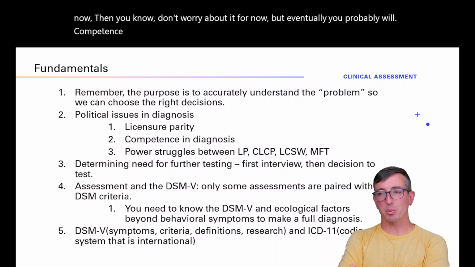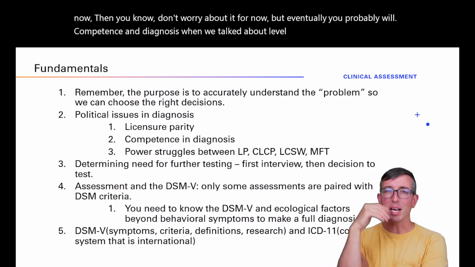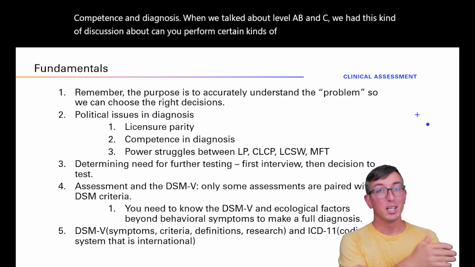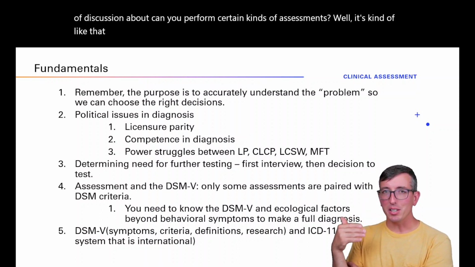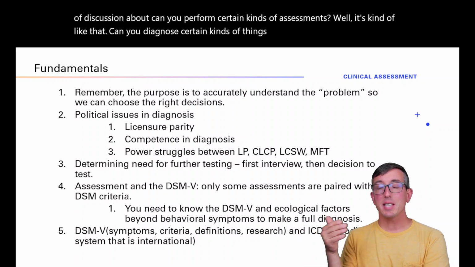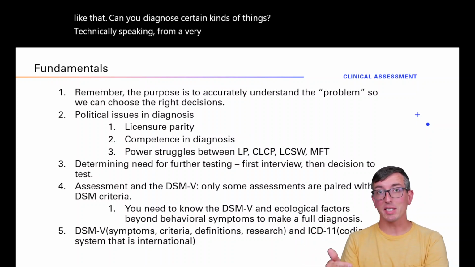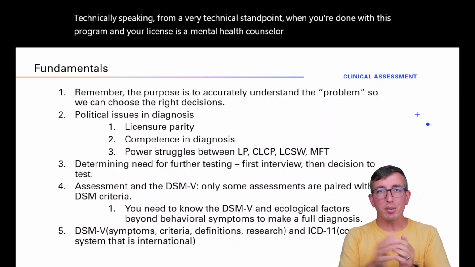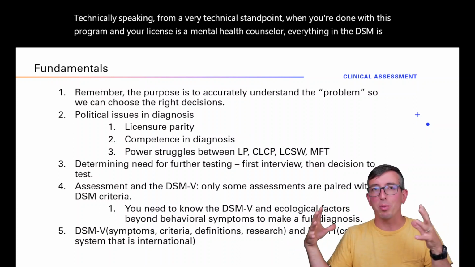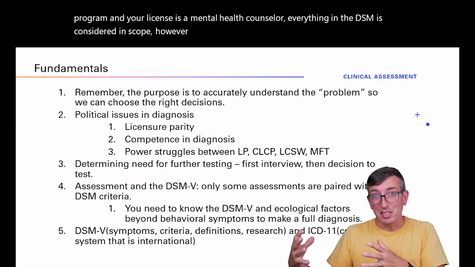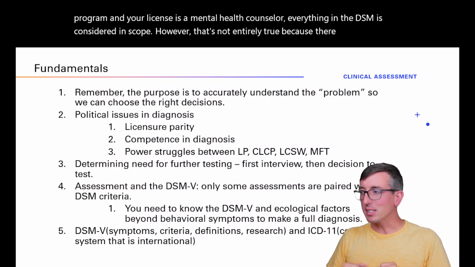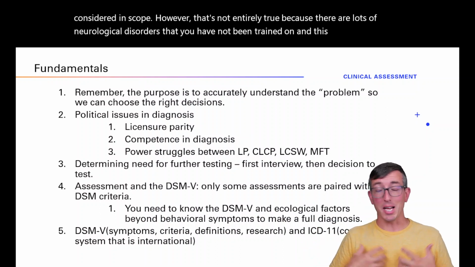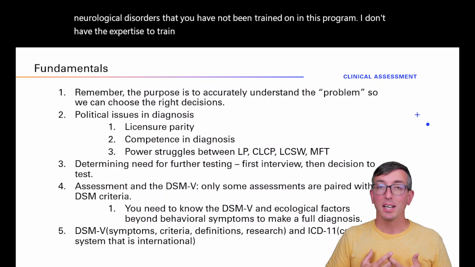Competence in diagnosis. When we talked about level A, B, and C, we had a discussion about whether you can perform certain kinds of assessments. Well, it's kind of like that. Can you diagnose certain kinds of things? Technically speaking, from a very technical standpoint, when you're done with this program and you're licensed as a mental health counselor, everything in the DSM is considered in scope. However, that's not entirely true because there are lots of neurological disorders that you have not been trained on in this program. I don't have the expertise to train you on them.